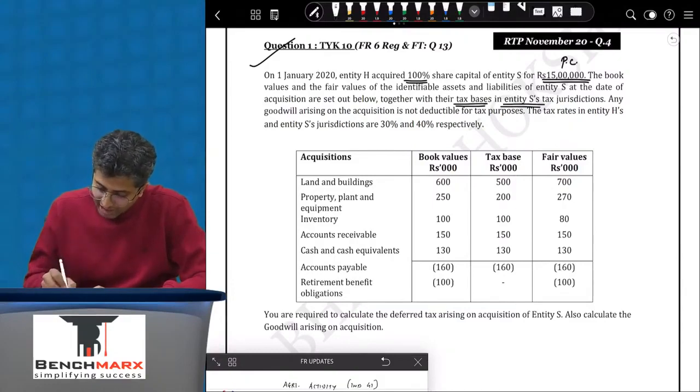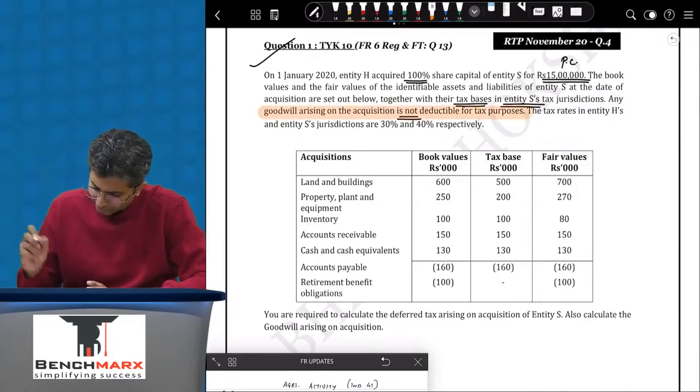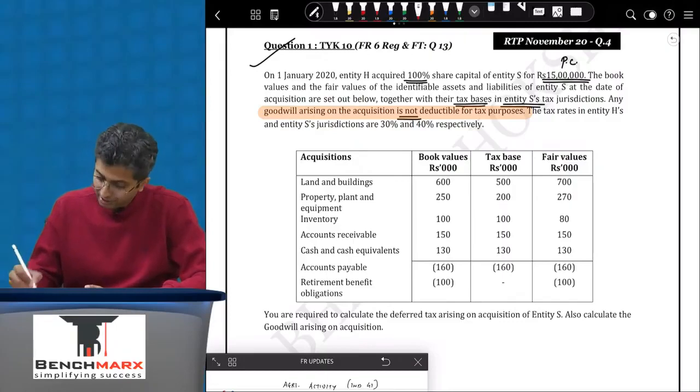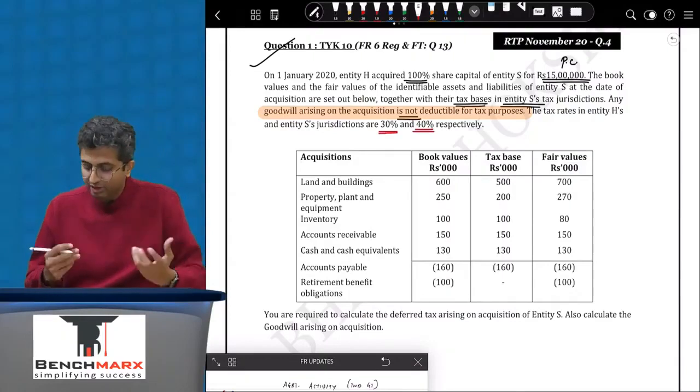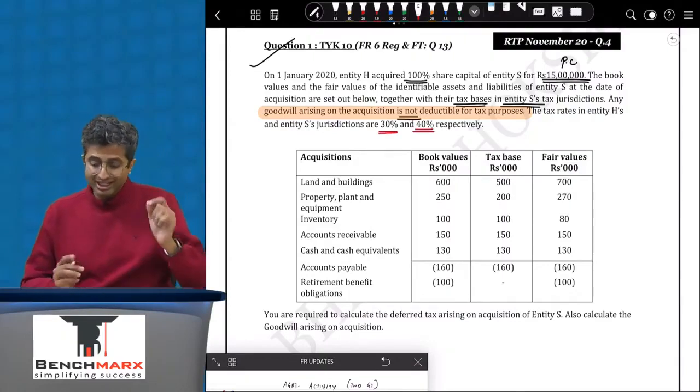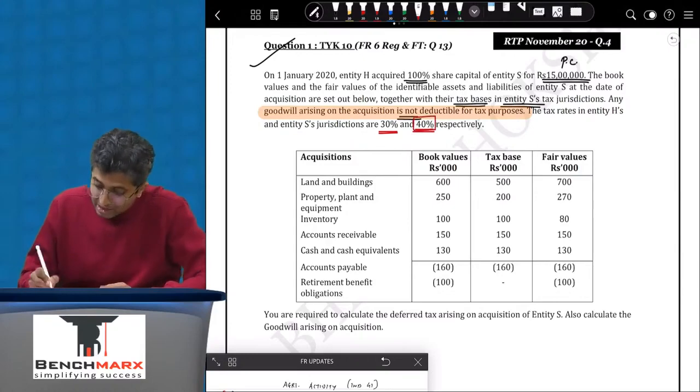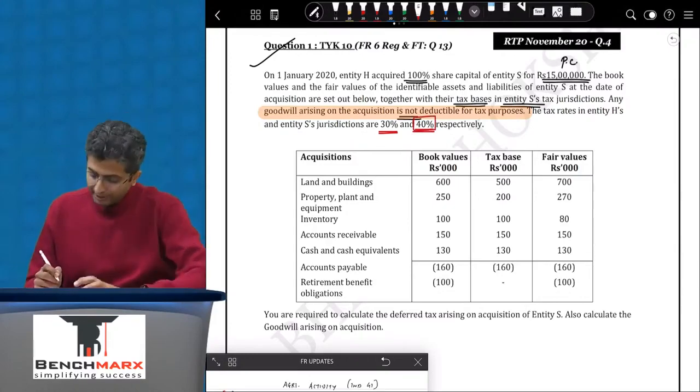Okay. Any goodwill arising on the acquisition is not deductible for tax purposes. The question clearly tells you to ignore. Goodwill is not deductible for tax purposes, so you will ignore goodwill. It will not create any taxable difference. The tax rates for entities H and S are 30 and 40. Okay, this is where it creates confusion for the students. You will take the subsidiary's tax rate because that is the rate that you will have to pay.